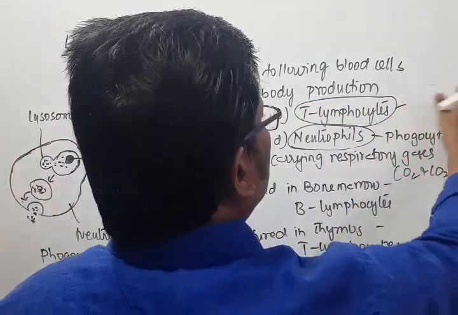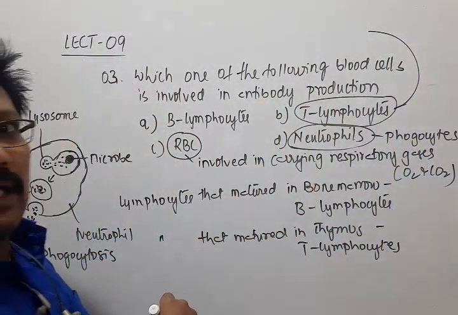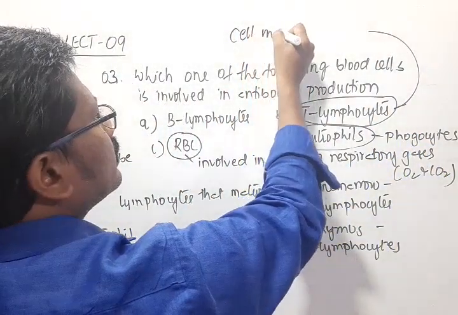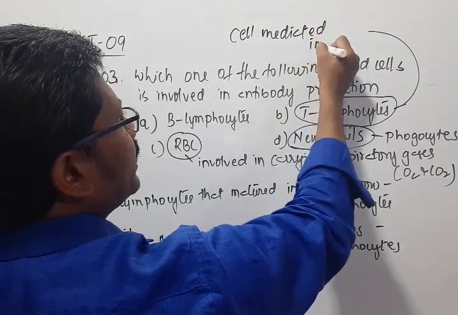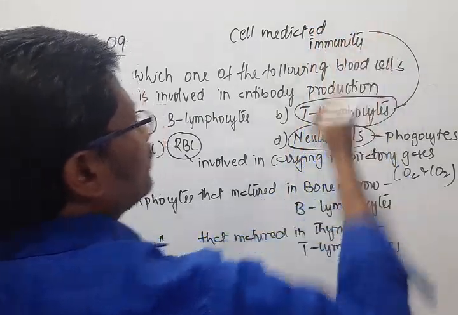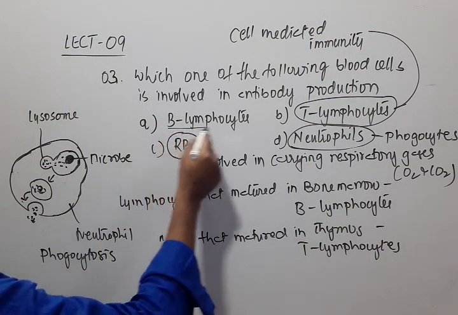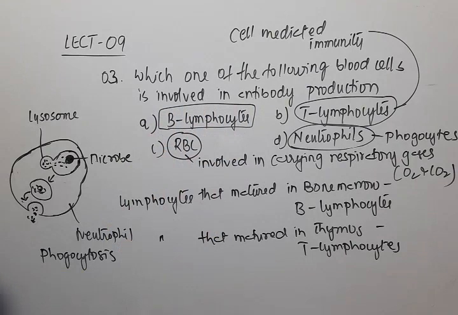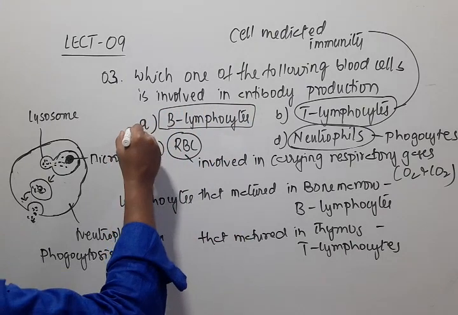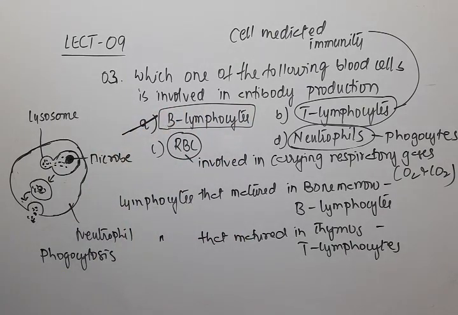So the T lymphocytes are involved in cell mediated immunity, okay. Now coming to this A option, that is B lymphocytes. So B lymphocytes are the ones that produce antibodies. So the answer is A, B lymphocytes out of these four. In fact, out of any WBC cells, it is only the B lymphocytes that produce antibodies.